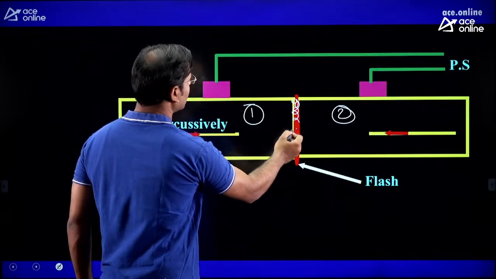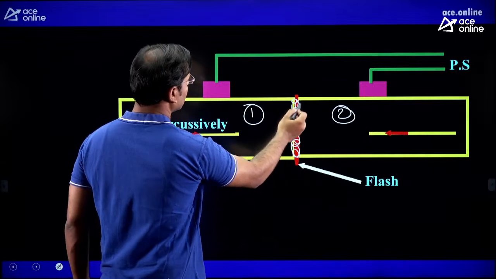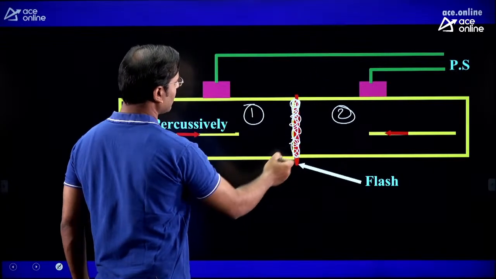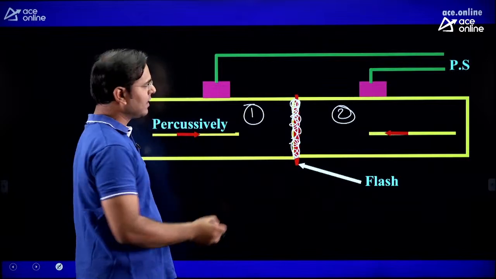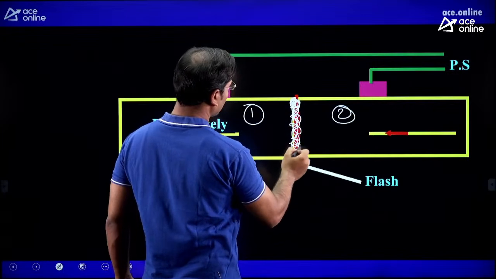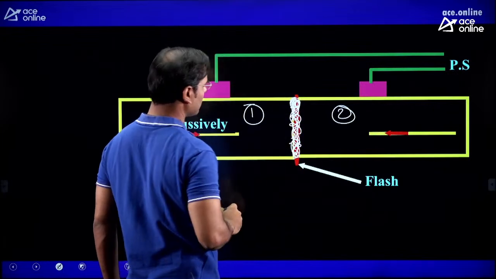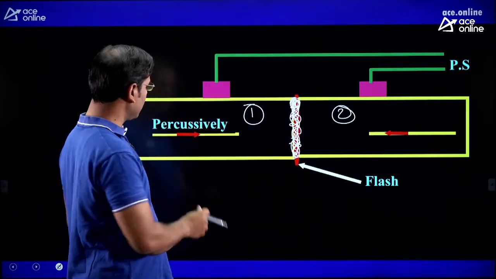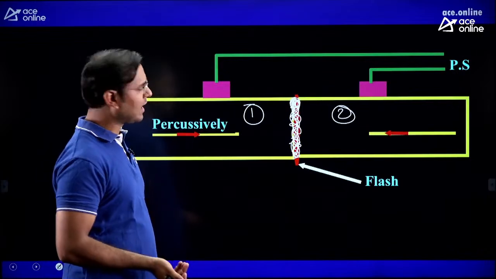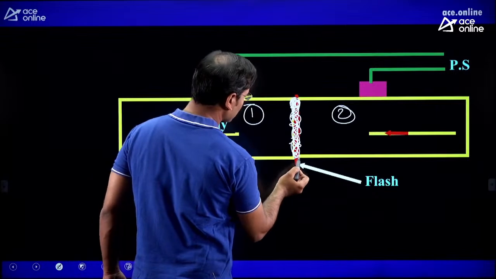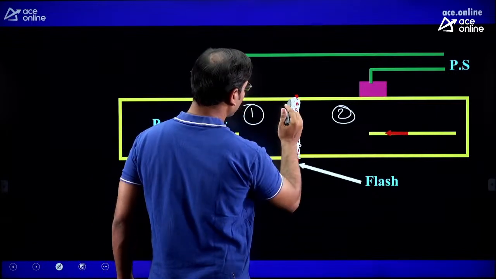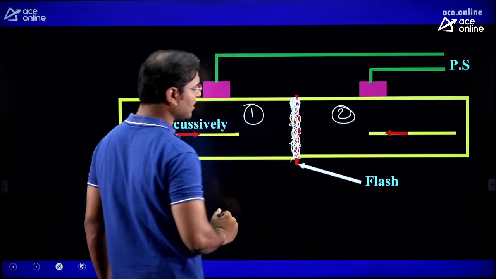Here, at these two faces, when the power supply is given, the heat will generate. When the heat generates, this part of both shaft 1 and shaft 2 will become soft. Then force is given percussively, meaning suddenly from both sides, and some soft metal will come out, and then we can remove this metal by machining.